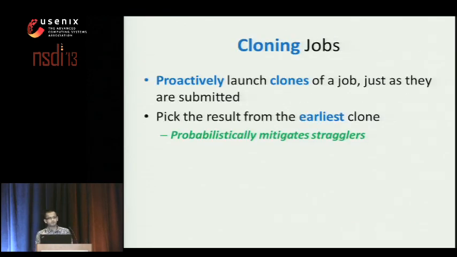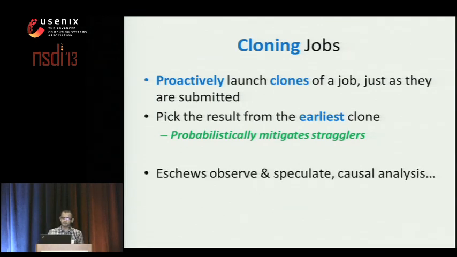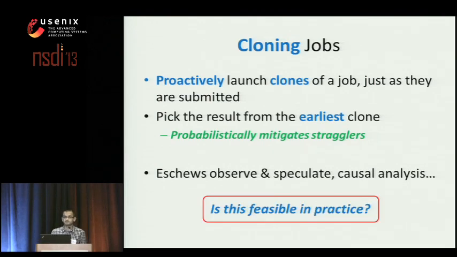In contrast, what we propose is a simple idea that proactively launches multiple clones of a job just as they're submitted. We pick the result from the earliest clone. Of course, this probabilistically mitigates the effects of stragglers. And this simple technique eschews any necessity for observing and building a model or any sort of causal analysis. The natural question, of course, is whether this is really feasible given that we now require so much extra resources.